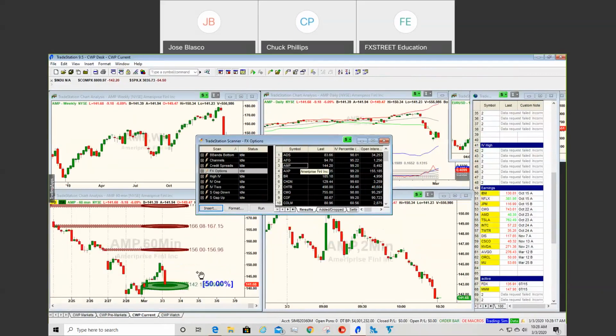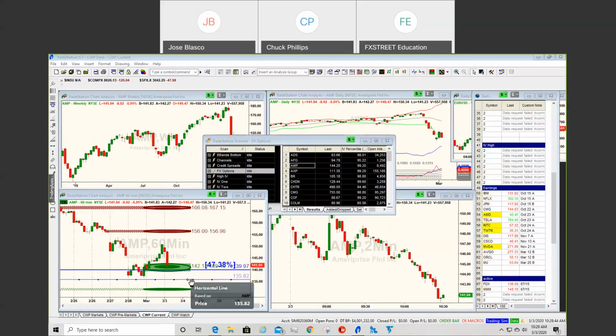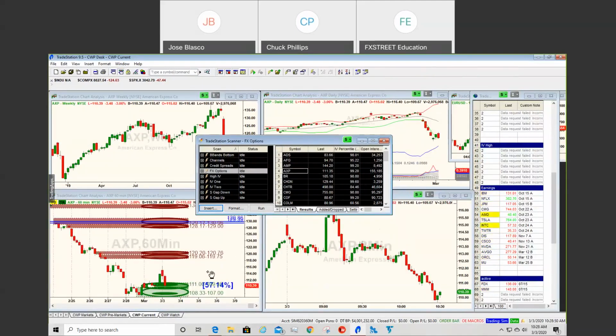Oh, there's another one coming in. And, is this American Express? No, Ameriprise, okay. So that's another one you could take. Again, if you want to be conservative, you could do the 135. I would come up here myself and sell the 140. I'm a little more aggressive than some people are. Okay. Sell the 135 underneath it. There's American Express.